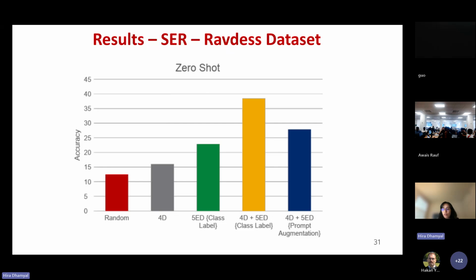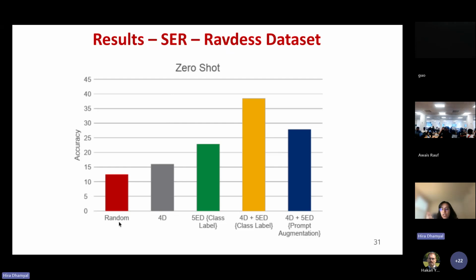We fine tune our model on all of the other emotion data sets we have, but we do not touch the RAVDESS data set. We keep it as outside. And then during testing, we test our models on samples from the RAVDESS data set. This is speech emotion recognition. We are just predicting the accuracy of how well the model has learned to predict the emotion.